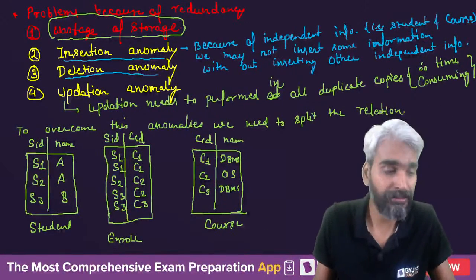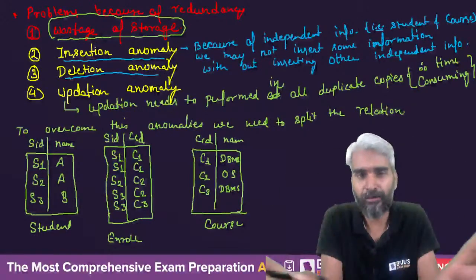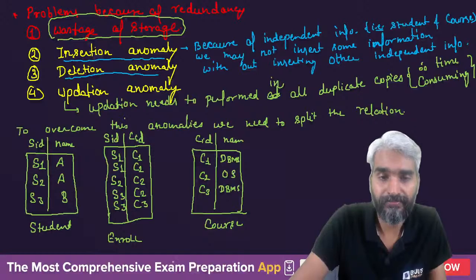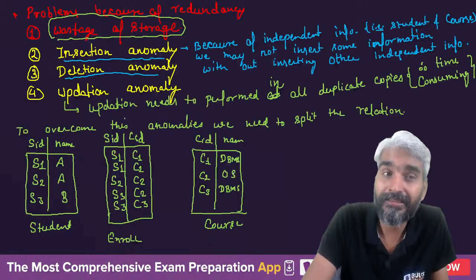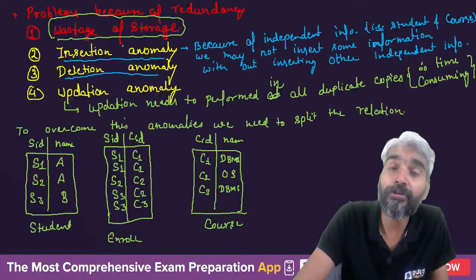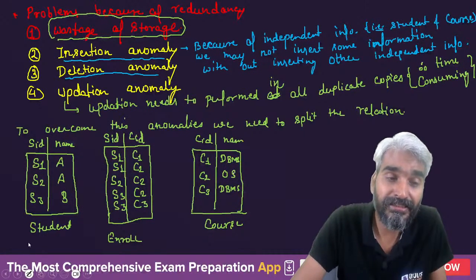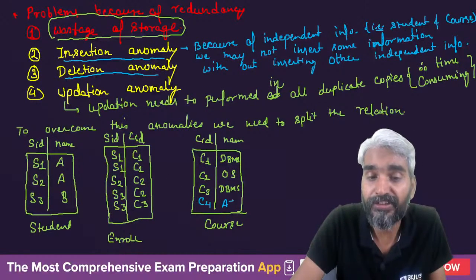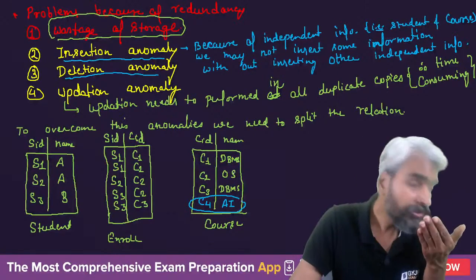So now this is the splitting. Somehow I have decomposed the relation. Now let's try to understand, do we have insertion anomaly in this case? Can we insert the information of a new course C4? See, course information is the characteristic of the course table, therefore you will need to insert the information of course C4, that is artificial intelligence, only in this course table.